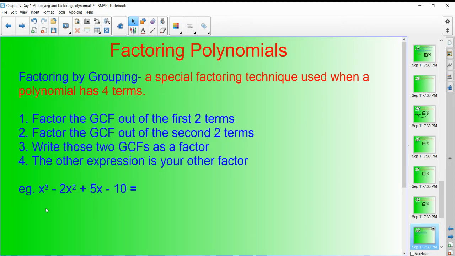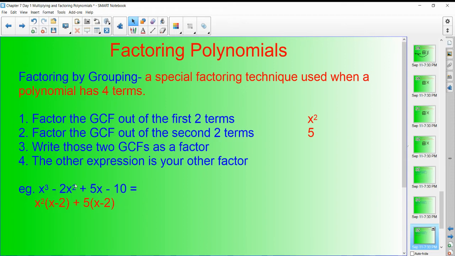So in the first two terms I can pull out a GCF. The GCF in these first two terms is x squared. I factor it out, and I'm left with x minus 2 if I take x squared out of both those terms. I do it again for the second pair of terms. This time I can pull out a 5, and I'm left with just x minus 2 after I factor out a 5. Now notice that what's left is the same. That's always going to happen if I can do factoring by grouping. So this x minus 2 and this x minus 2 are always going to match up. They might not be x minus 2s, but whatever they are, they're going to be the same.